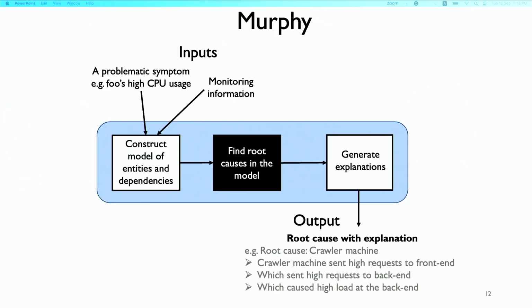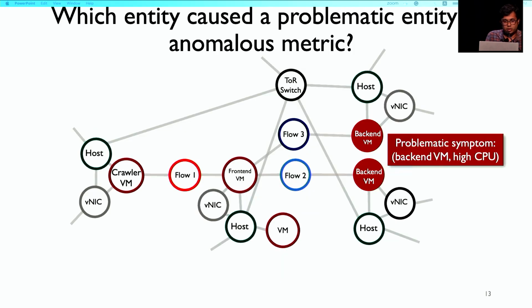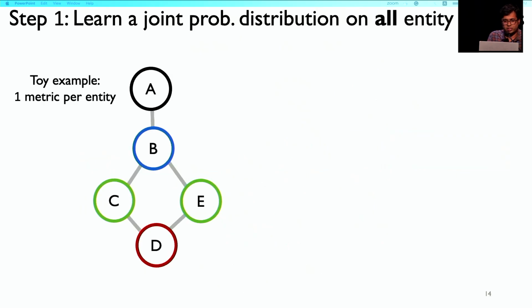Okay. So the second part of Murphy is to find the root causes in the model. So just to recap, our goal here is to find another root cause entity in this relationship graph which might have resulted in the problematic symptom. Now, if this were a DAG, then we would know exactly which other entities affect this problematic symptom and how. But since it's not a DAG, we need another inference algorithm, a powerful one, which can find root causes in this general relationship graph. So the first step of inference is to learn a joint probability distribution on all entity metrics. But how do we learn such a distribution?